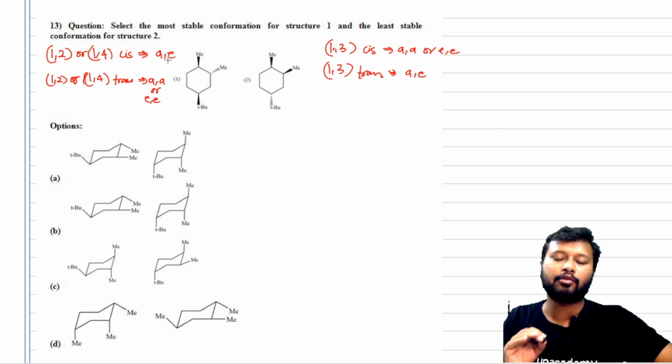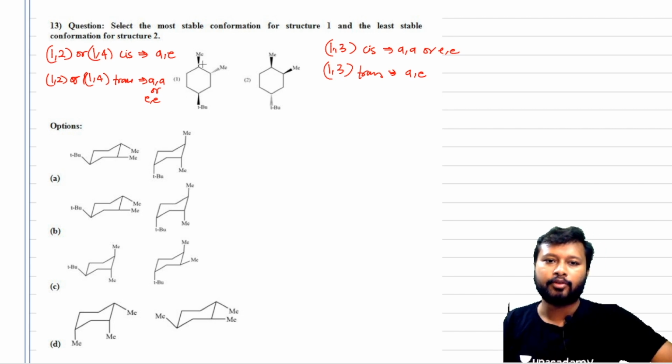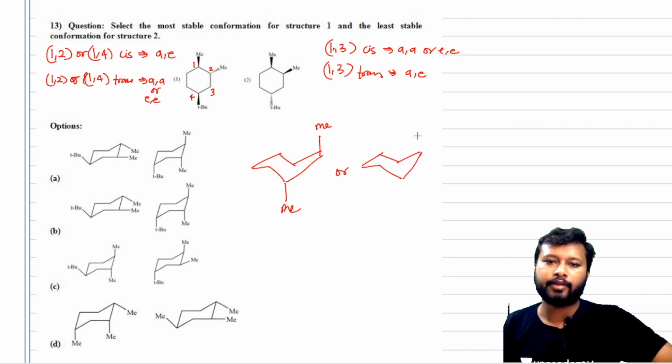So for the first one, we have to look for the most stable conformation. If you look at the molecule, this is first position, this is second, this is third, and this is fourth. So this is the case where 1,2 trans is there, right? 1,2 trans should be either axial or equatorial. So let's draw both the conditions. This is our chair form. 1,2 trans means either we can draw these methyl groups like this, or we can draw them like this. I am just drawing the first one, so equatorial, like this.